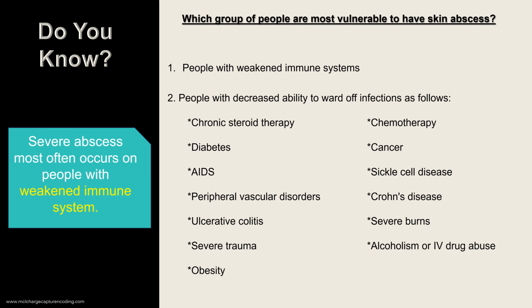So, in this slide, we will talk about which group of people are most vulnerable to have skin abscess. Generally, severe abscess most often occurs in people with weakened immune system because they have decreased ability to ward off infections such as follows: chronic steroid therapy, diabetes, AIDS, PVD or peripheral vascular disorders, ulcerative colitis, severe trauma, obesity, chemotherapy, cancer, sickle cell disease, Crohn's disease, severe burns, and alcoholism or IV drug abuse.